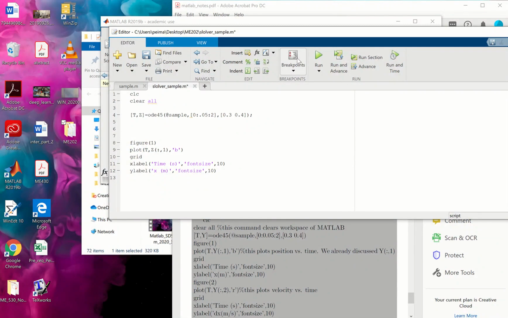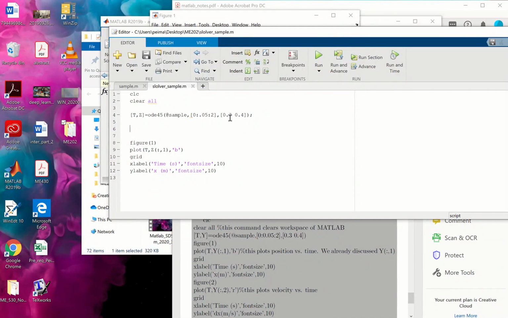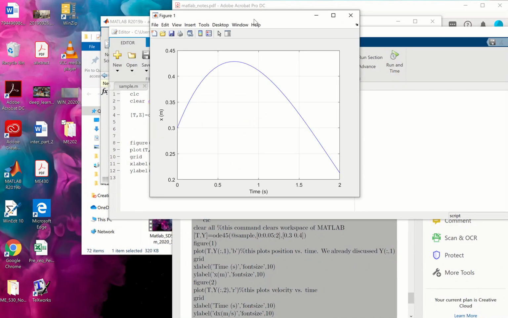So now if I run this, guys, here we go. This is the displacement of your car, and the initial condition was what? Let me show you. 0.3. Starting from 0.3. At time 0 is the initial condition, 0.3. So you can plot the position of your car or your hand through the differential equation, but numerically for 2 seconds. Understand?